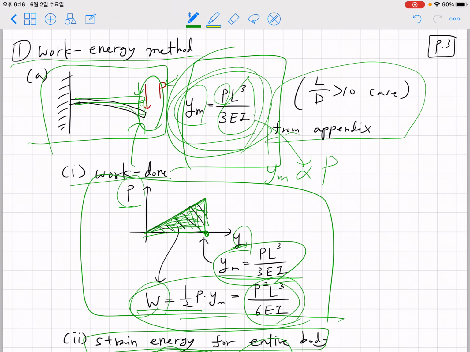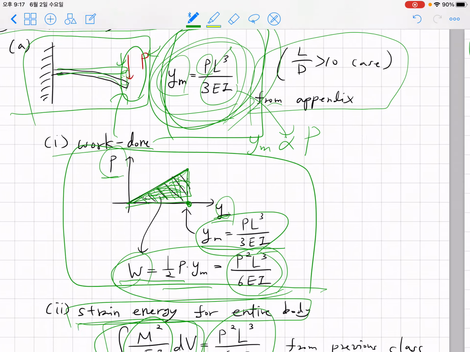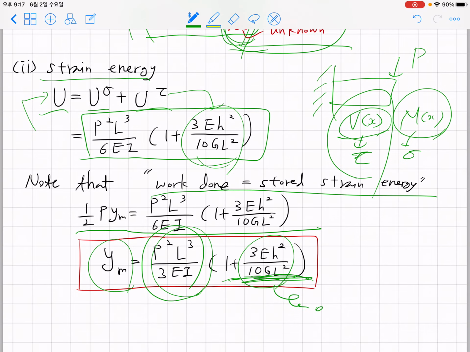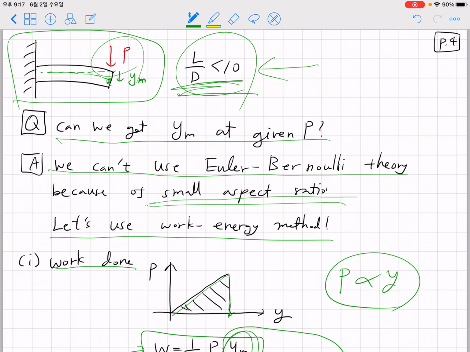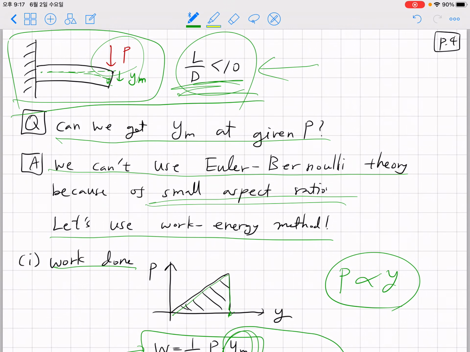In Euler-Bernoulli beam theory, when we obtain this expression, we don't consider any contribution from shear stress and shear strain. However, here, by exactly considering the contribution of shear stress and thus shear strain, we have additional deflection. Okay, so this is the exact expression for beam deflection considering this simple cantilever beam bending problem with a relatively small aspect ratio.